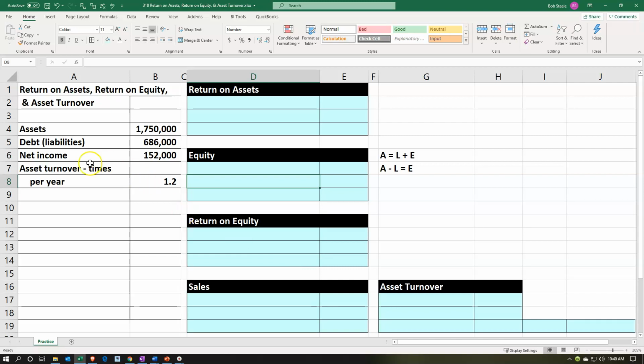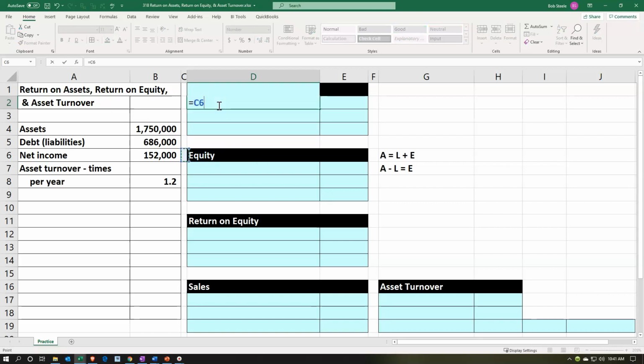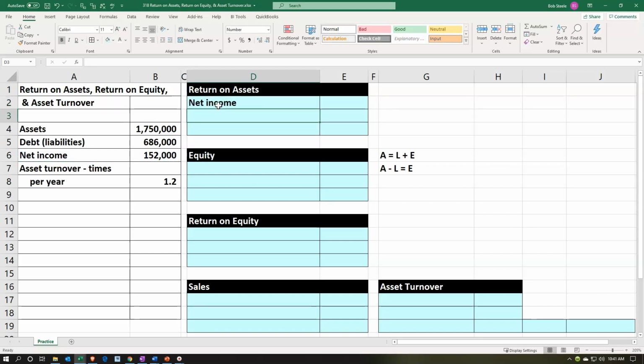So let's look at this information. We've got the assets, the debt, the net income, and asset turnover times per year. We'll start off with the asset turnover ratio. What we're going to be comparing is the net income to the assets. Net income is on the income statement. That's the bottom line of the income statement, you'll recall. And this is similar to the return on investment type of calculation we've seen in the past.